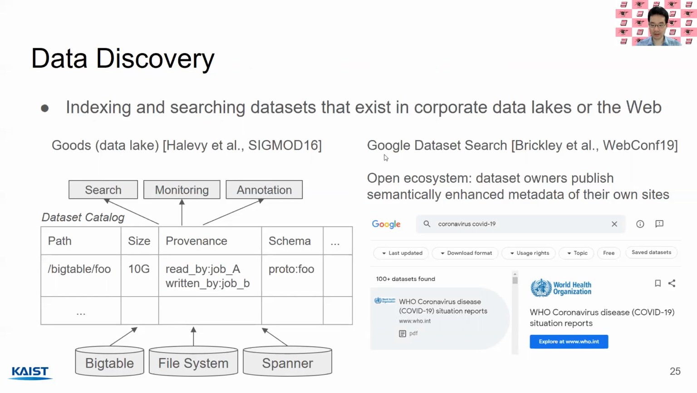Now, recently, there is this open version of Goods to the world called Google Dataset Search, which helps you search for science datasets primarily. If you go to the website, you can type keywords like coronavirus COVID-19. And currently, Dataset Search will give you more than 100 datasets. In comparison to the internal Goods system, the public version assumes an open ecosystem where the dataset owners can publish semantically enhanced metadata on their own sites. Once you publish your metadata, Google Dataset Search crawls that information automatically and builds an index out of it.